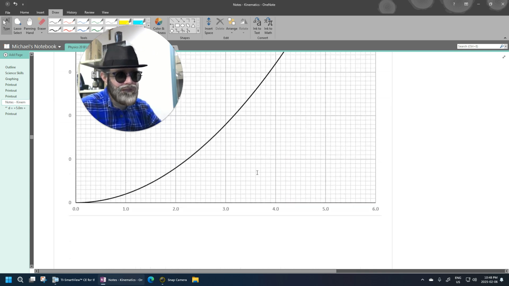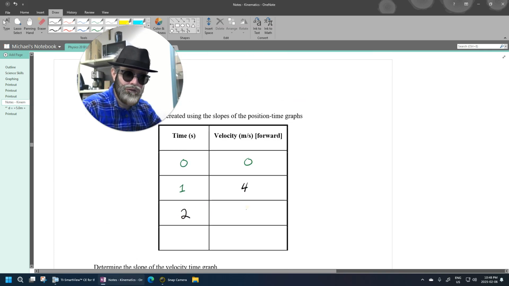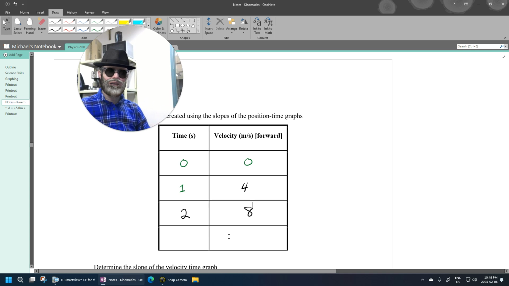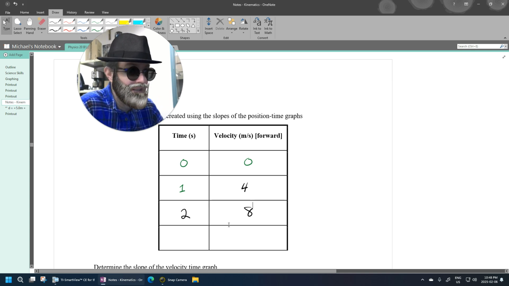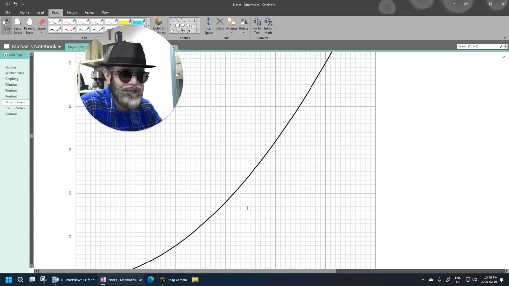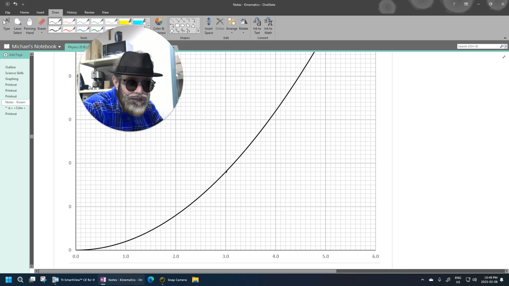All right, and then we're going to go down here. At time 2, I found my velocity to be 8. So it looks like we're increasing by 4 each, and maybe the next one's going to be 12, if I'm increasing by 4 meters per second each time. Maybe it is, maybe it isn't. So for my next graph here, you just do the exact same thing. We're going to put a dot at time 3, and we're going to find the tangent for that.